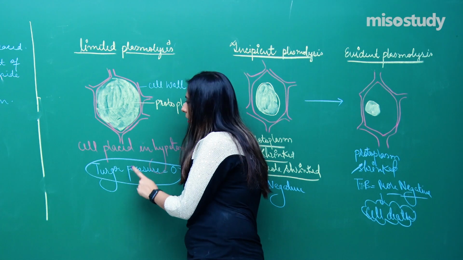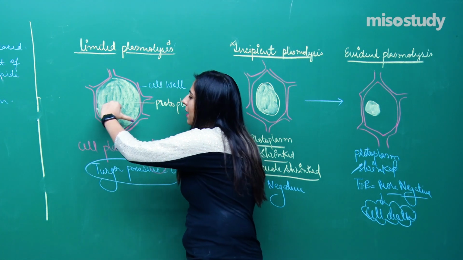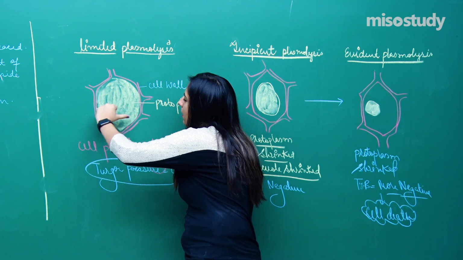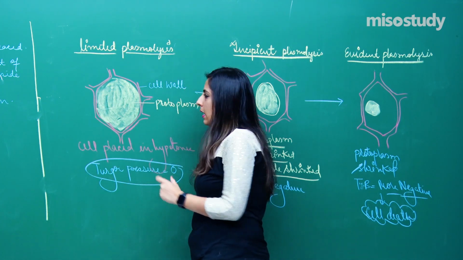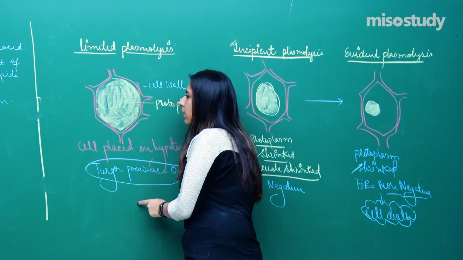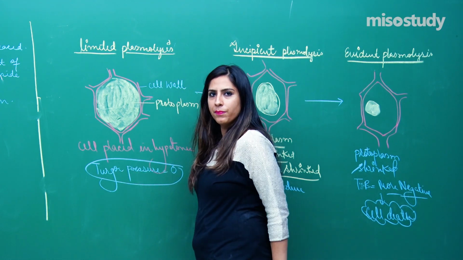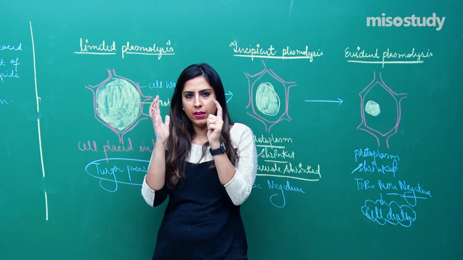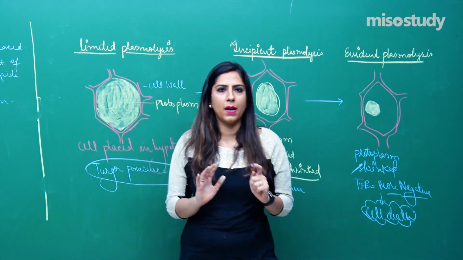The turgor pressure is the pressure that a protoplasm exerts, basically forcing this cell wall, right? But in this case, the turgor pressure will be 0 because it has started shrinking. Even the vacuole size has started shrinking. The vacuole is a characteristic feature of the plant cell.